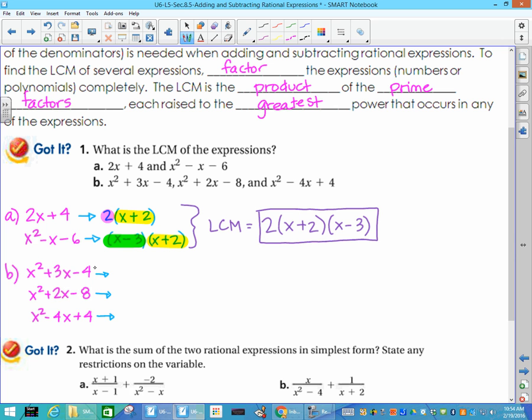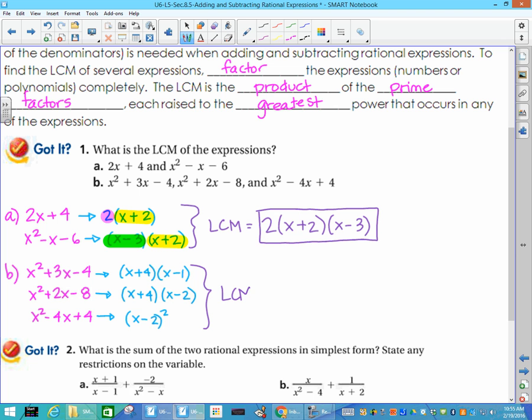So x squared plus 3x minus 4 is going to become x plus 4 times x minus 1. So pause right now if you want to try to factor those on your own real quick and then come right back. x squared plus 2x minus 8 is going to be x plus 4 times x minus 2. And then x squared minus 4x plus 4 is going to be x minus 2 quantity squared, because that's a perfect square trinomial that we've talked a lot about. So those are my factorizations.